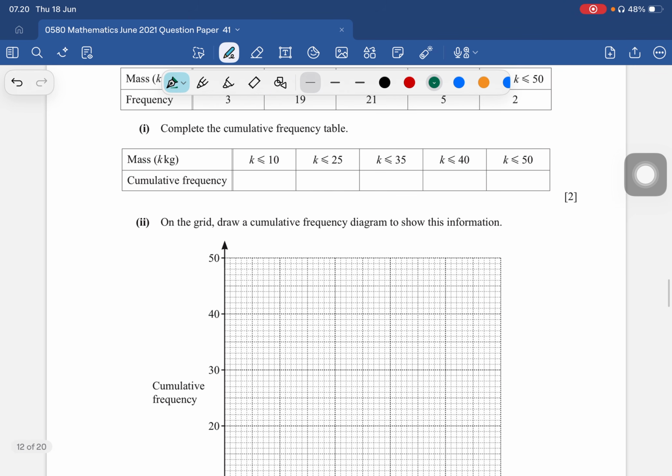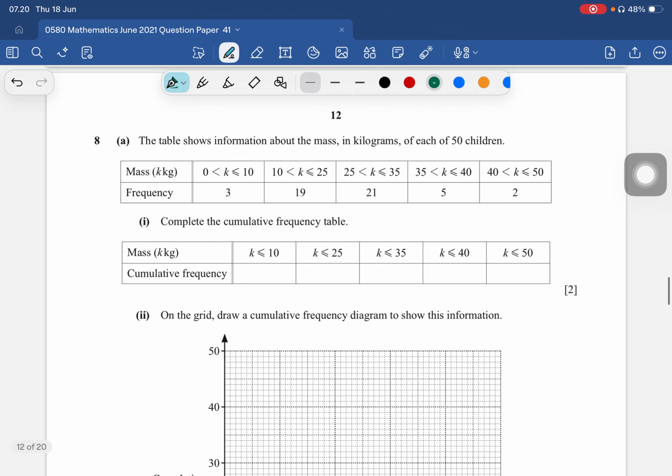Okay, number 8. Complete the cumulative table. Okay, 10 is 3, 25, 3 plus 19 is 22, and then 22 plus 21 is 43, 43 plus 5 is 48, and the last, plus 2 equals 50.